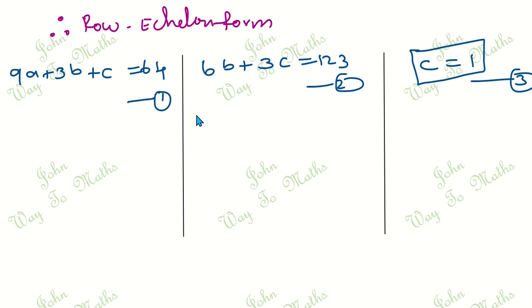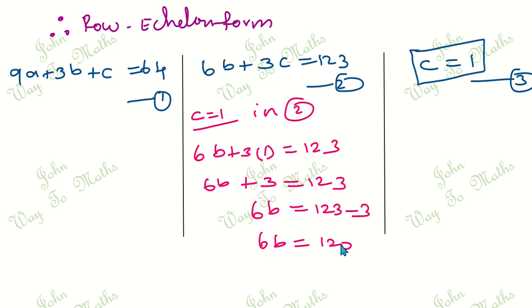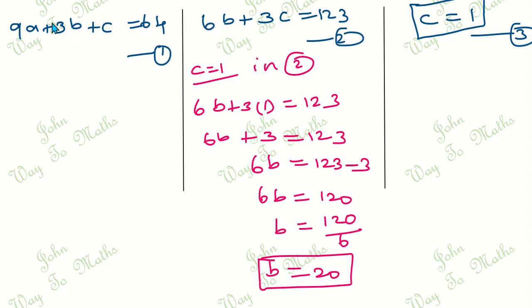So c is equal to 1, we substitute in equation number 2. So 6 times b plus 3 times c, where c is 1, is equal to 123. Here 6b plus 3 is equal to 123. So 6b is equal to 123 minus 3, so 6b is equal to 120. We need b, so 120 by 6. Therefore b is equal to 20.